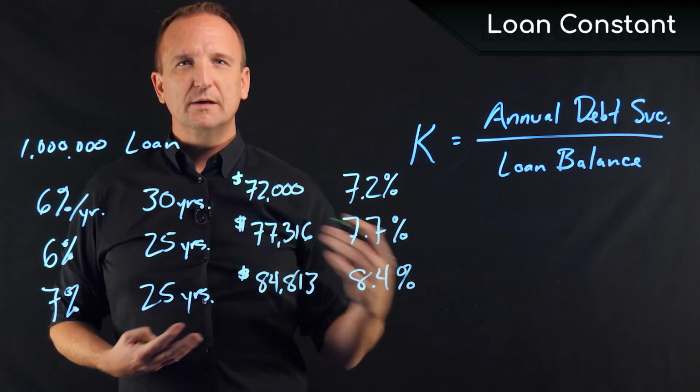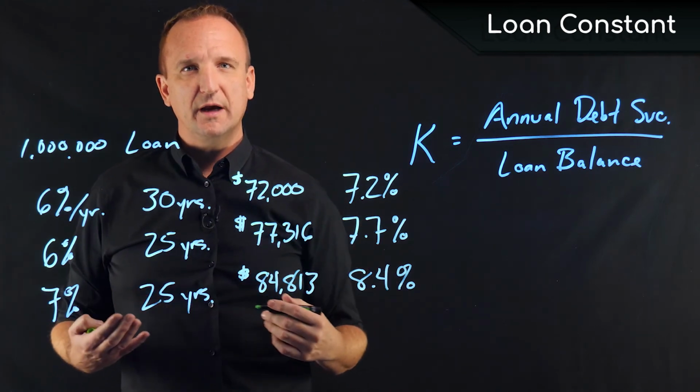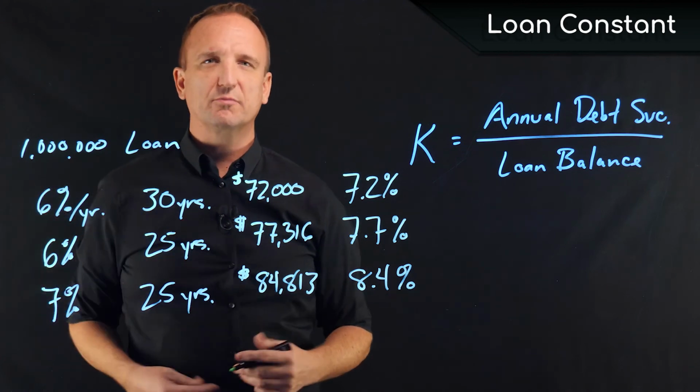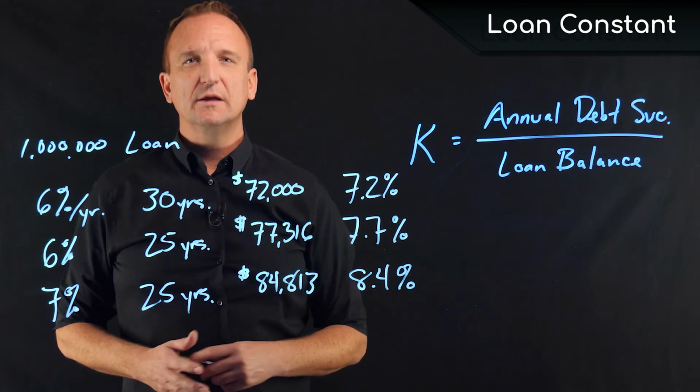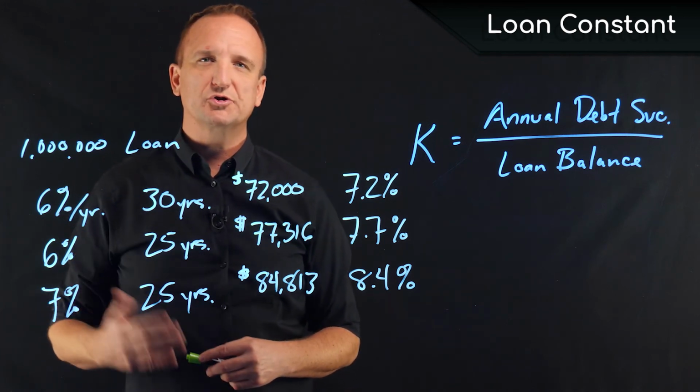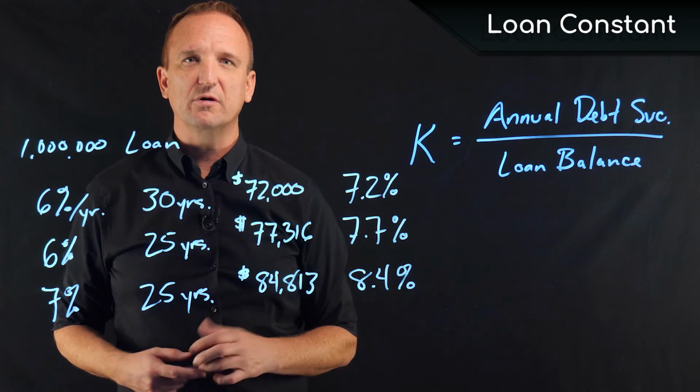So the lender's return, cash on cash return to the lender, changes depending on the terms of the loan that is written. Lenders that want to recoup cash more quickly can charge a higher interest rate or shorten their amortization in order to do so.